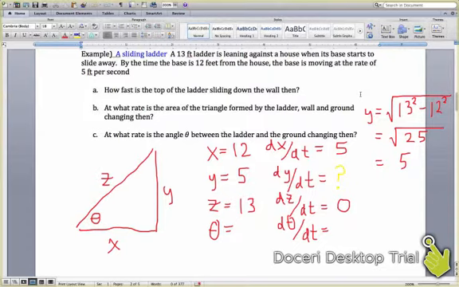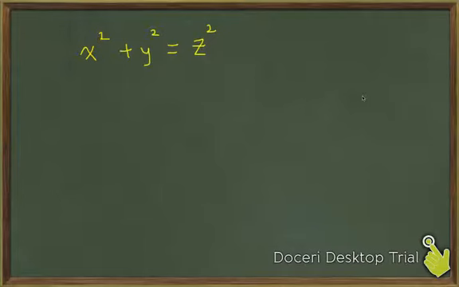Now I can relate my variables using the Pythagorean theorem formula. X squared plus y squared equals z squared. This is my formula to relate the three side lengths. X squared plus y squared equals z squared. Now I'm going to differentiate both sides with respect to time t. When you do that, you have to attach a d variable dt.